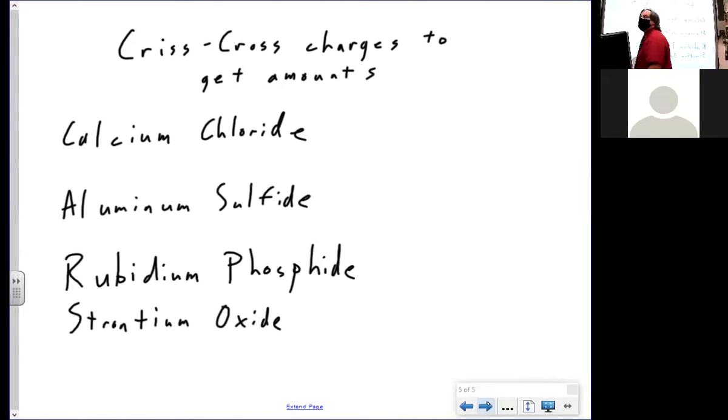All right, so all you got to do is find your ion, put the charge, crisscross your charges, and it'll tell you your amounts. The other thing you need to do is reduce to lowest terms. And y'all been doing that since about the 4th grade, so that should be easy.